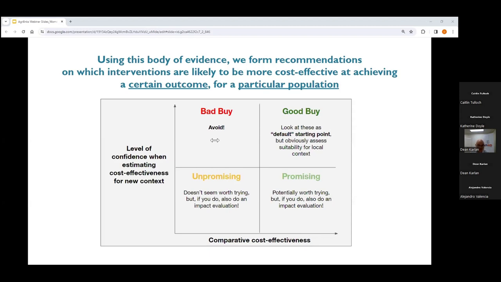So at its core, this is our framework for making the assessments of future cost effectiveness I've been referring to. The body of global cost effectiveness evidence can help us categorize interventions based on how cost effective interventions seem to be for a particular outcome, but also based on how confident we are in that assessment. So it's a guide for evidence use, but it also is then providing some insight into when to engage in evidence generation activity.